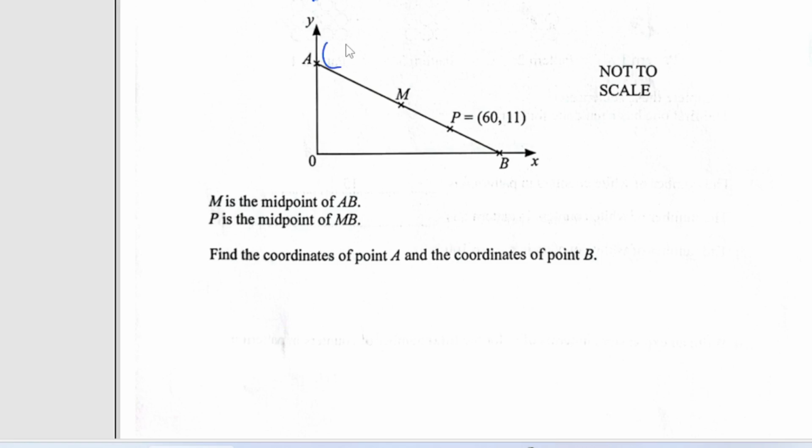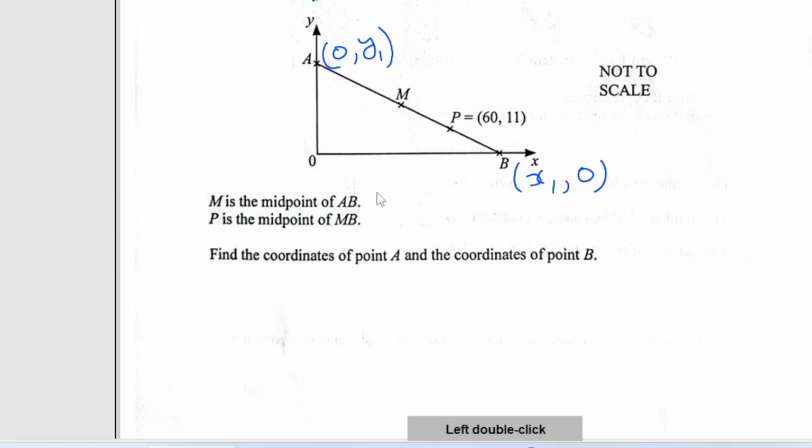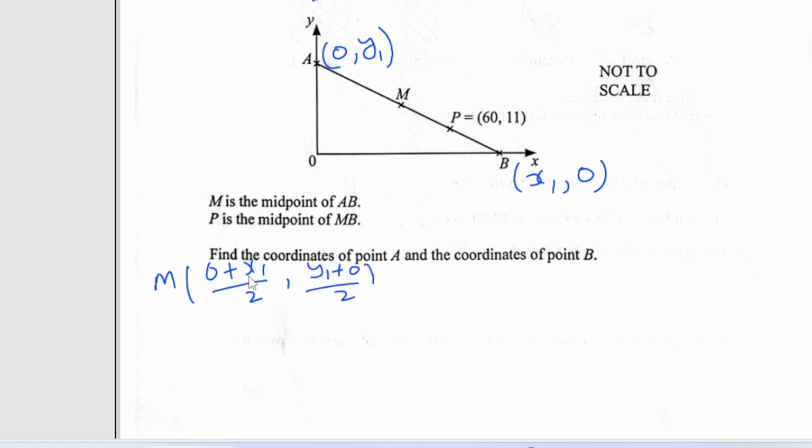Now the coordinates of A: as A is on the y-axis, that means x is going to be 0 and the y coordinate, let's say, is y1. And for B, it is on the x-axis, so we will have the x coordinate x1 and the y coordinate is 0, right? Now M is the midpoint, so we take the midpoint. M is going to be 0 plus x1 over 2, and then y1 plus 0 over 2. So that means M has coordinates x1 over 2 and y1 over 2.